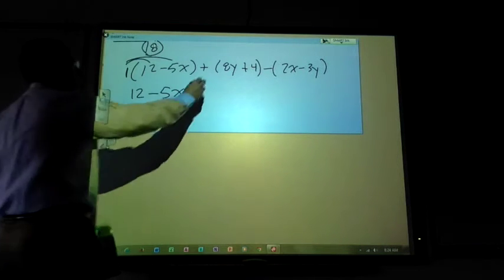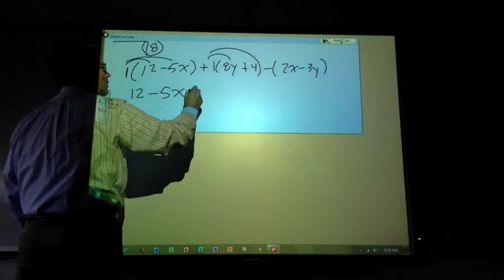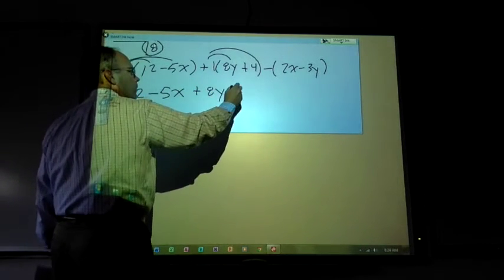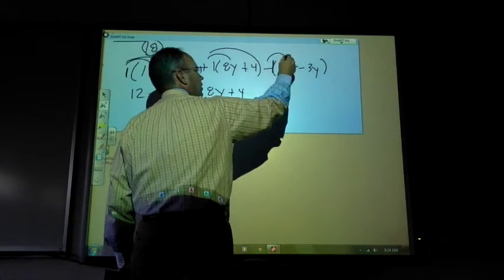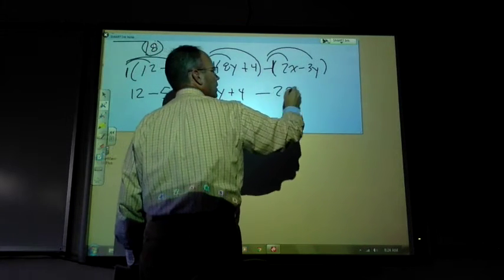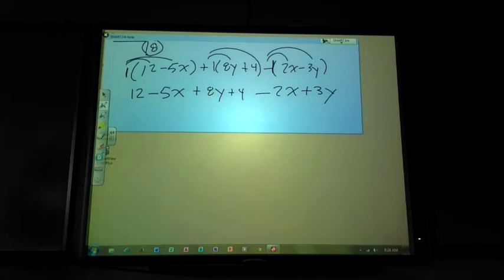What am I distributing over on this one? A positive 1 as well. What am I distributing over on this one? A negative 1. So that's going to change each of those signs to get that. Is that okay?